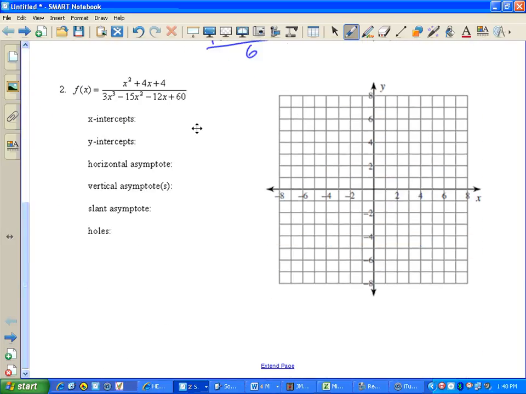Next one, the practice test. Okay, same thing. Let's look for holes first. So I'm going to factor the top.